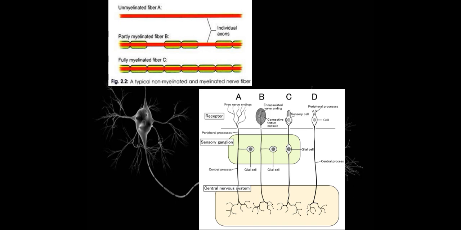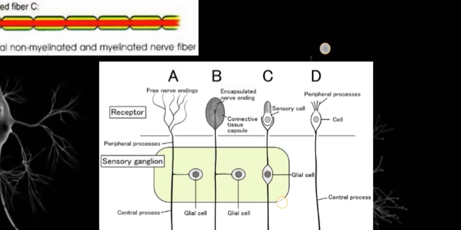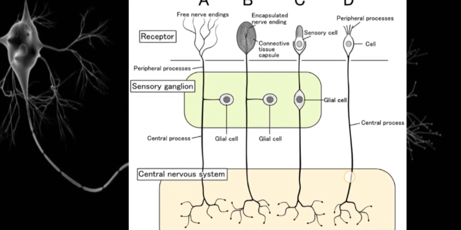Unmyelinated fiber, partly myelinated fiber B, individual axons, fully myelinated fiber C. Atypical non-myelinated and myelinated nerve fibers. Next, this picture is a very important one.